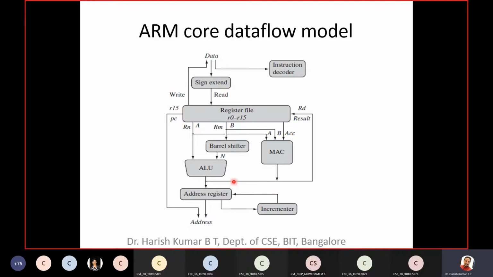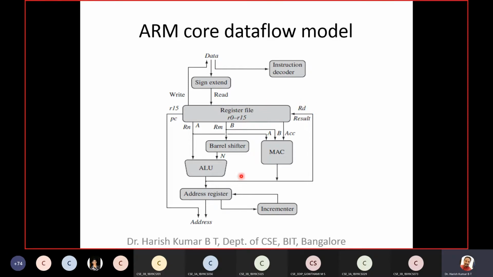You don't have a separate bus for carrying the result from the ALU back to the register file, and a separate data path is not there for carrying the result written by the MAC back to the register file. It is the common data path, or result path, which is available for both the ALU and MAC. They write here, and it goes and sits inside the destination register, which is represented as RD.